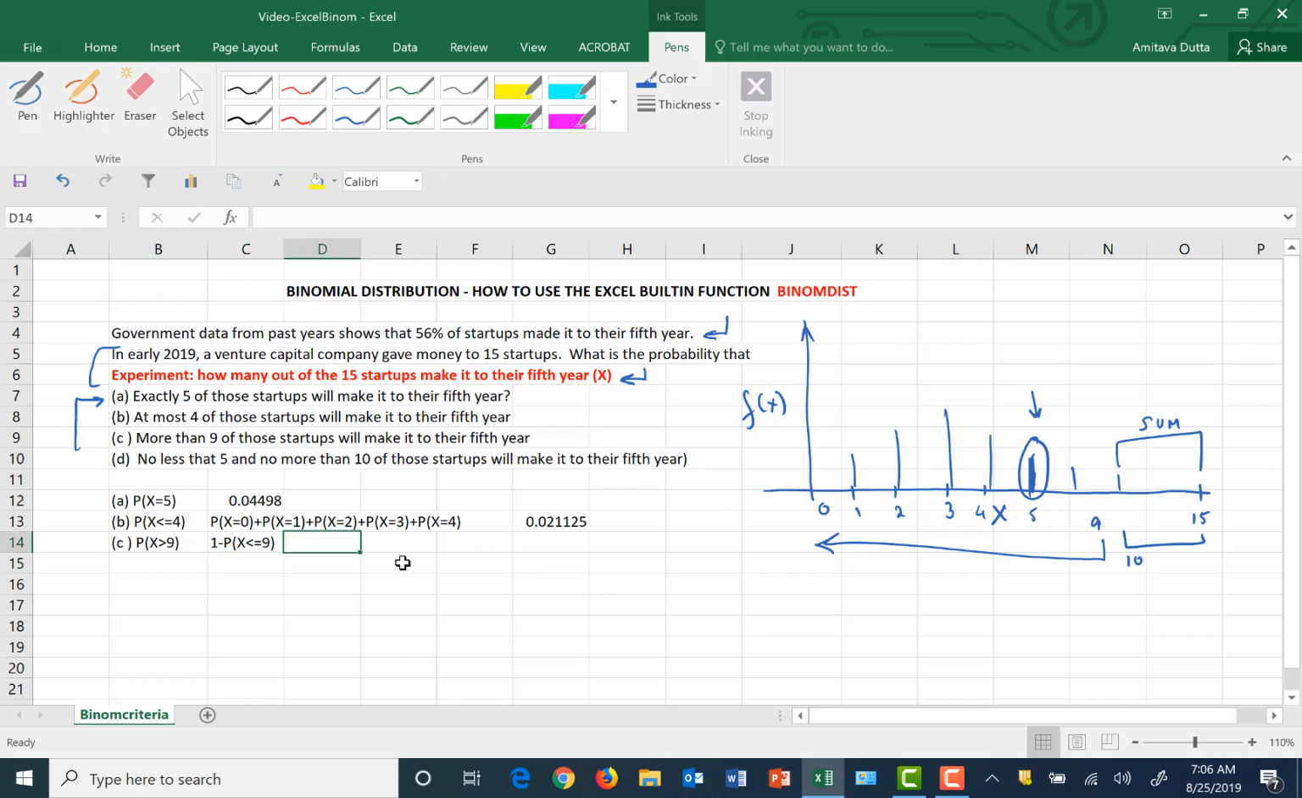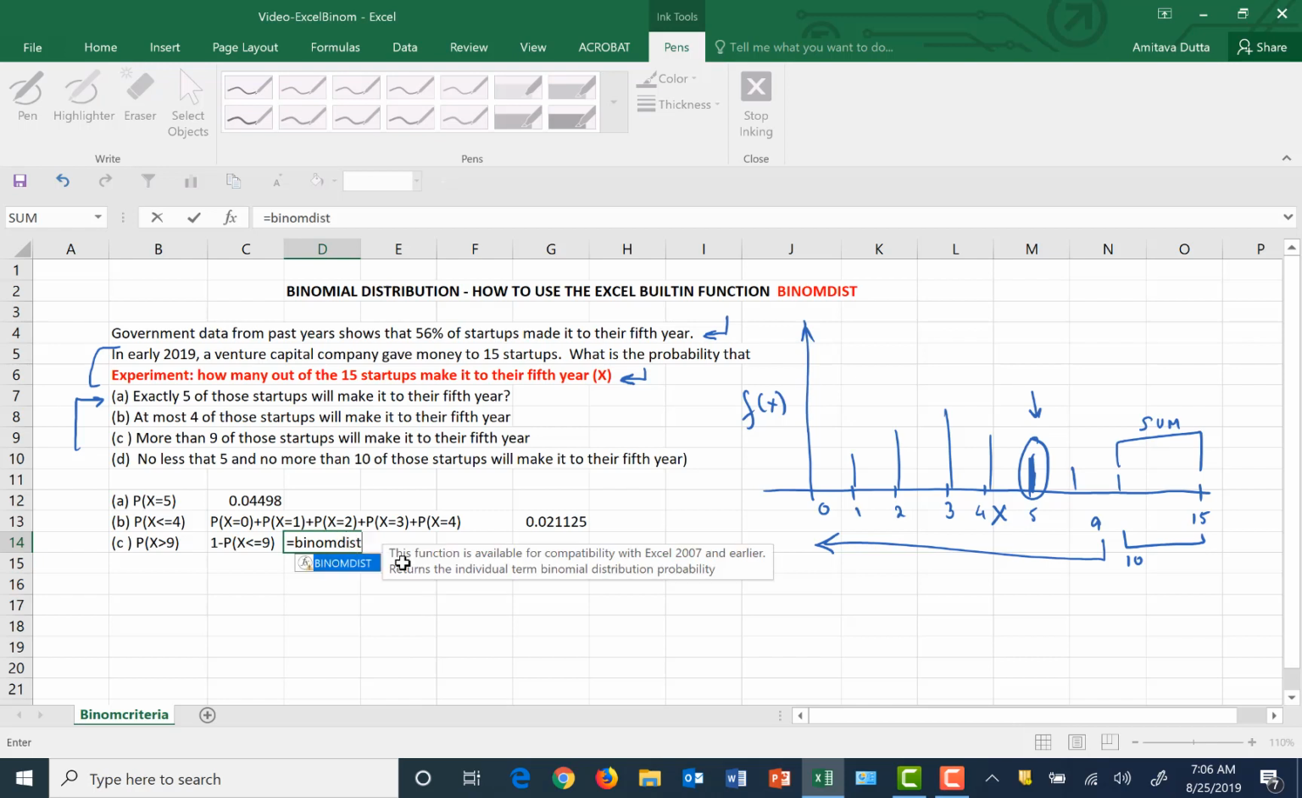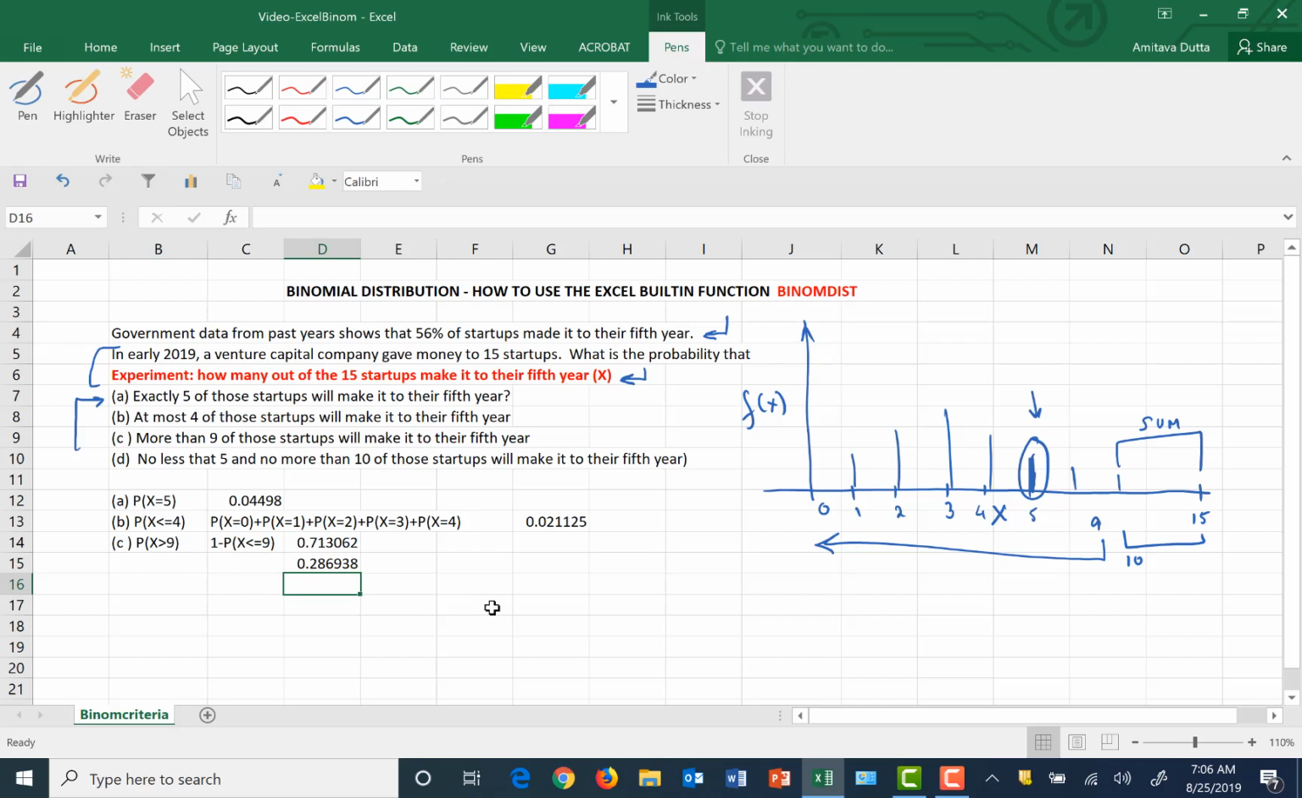Once I have this expression, the rest of it is very easy to compute. Let's first compute binom dist 9, 15, 0.56, 1. This number gives me the probability of x less than or equal to 9. So all I have to do is 1 minus this number. So the likelihood is 28%.